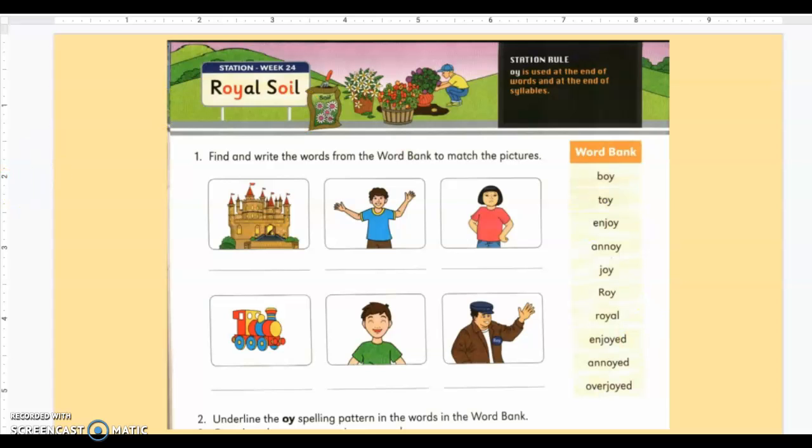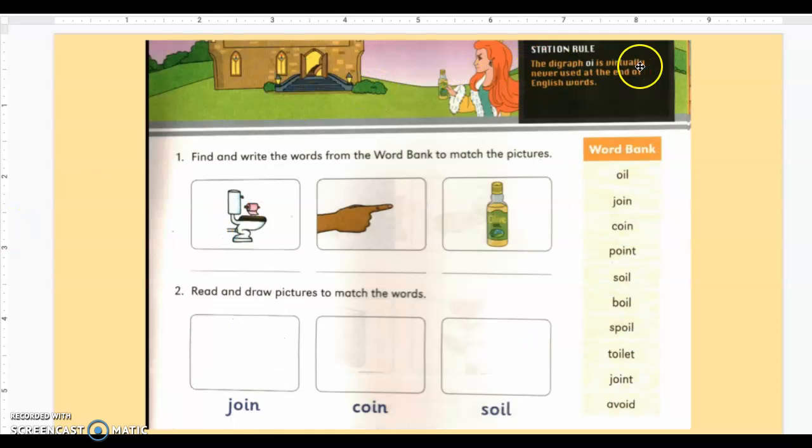Let's take a look at the word bank on page 51. Our words in the word bank are oil, join, coin, point, soil, boil, spoil, toilet, joint, like your knee joint or your elbow joint, and avoid.